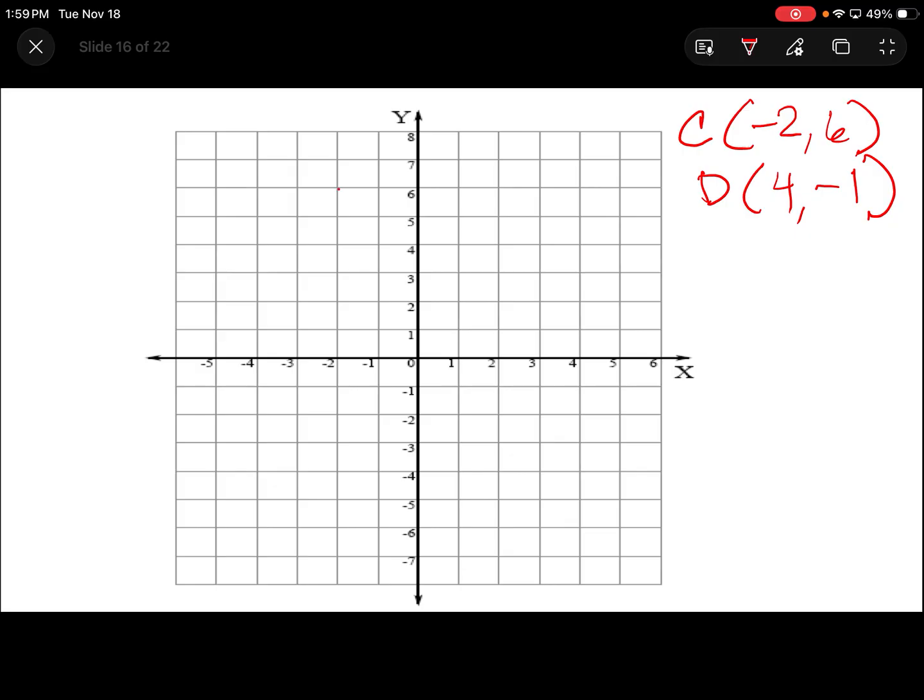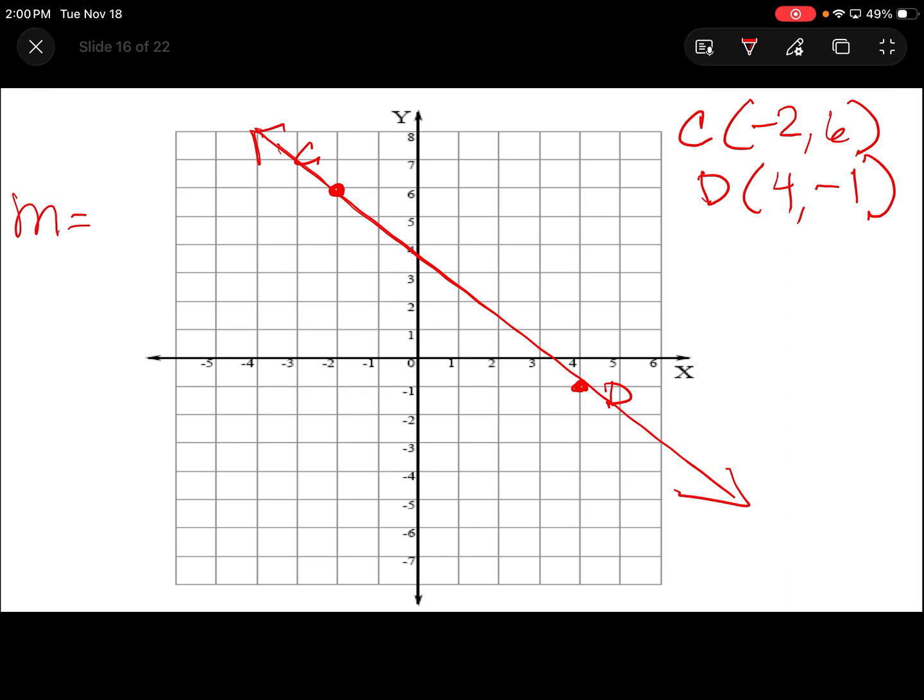Negative 2, 6 would be in the second quadrant. Do we all agree? C. And D is at 4, negative 1. Fourth quadrant. If I connect these two, what kind of line am I going to get? A decreasing line.